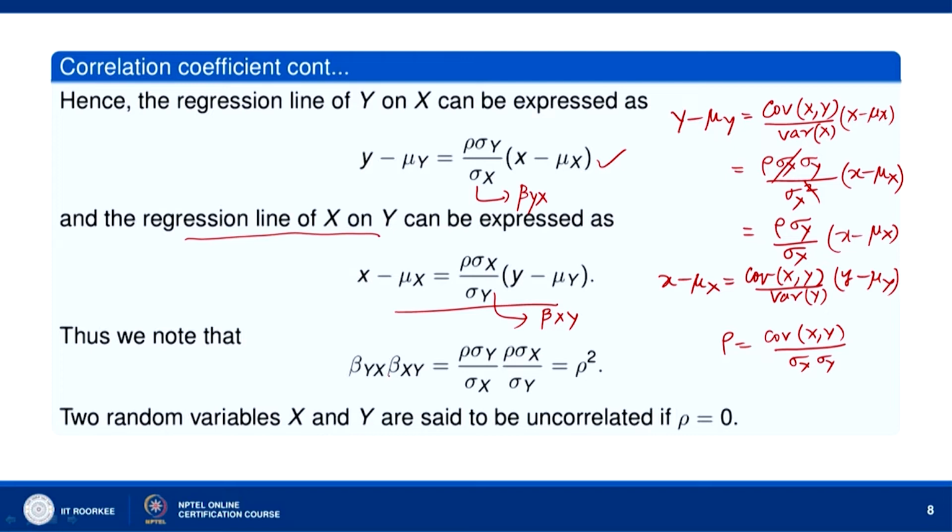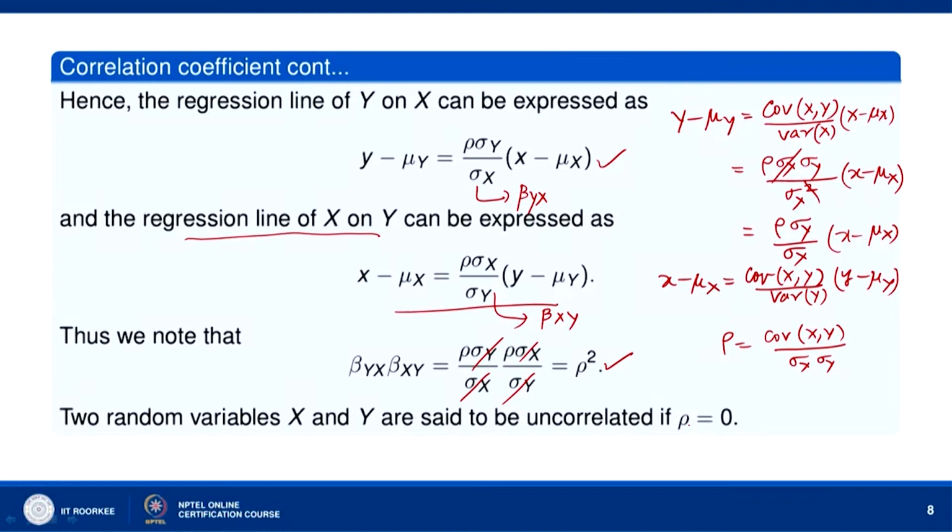This is beta y x and by our definition this is beta x y. So, when you multiply beta y x and beta x y, what do we get? Rho sigma y over sigma x, okay, into rho sigma x over sigma y, and this cancels with this, you get rho square. So, beta y x into beta x y equal to rho square.